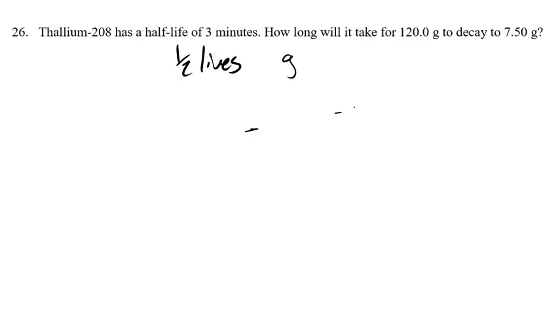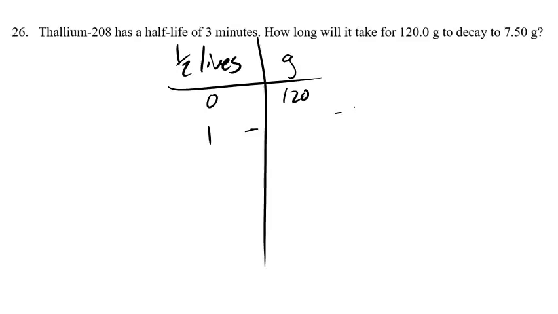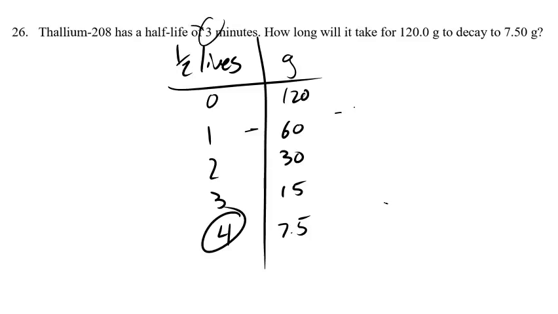versus grams. At 0 half-lives, we have 120 grams. At 1, split it in half, we have 60. At 2, we have 30. 3, we have 15. And at 4, we have 7.5 grams. Each half-life is 3 minutes, so 3 times 4 is 12 minutes.